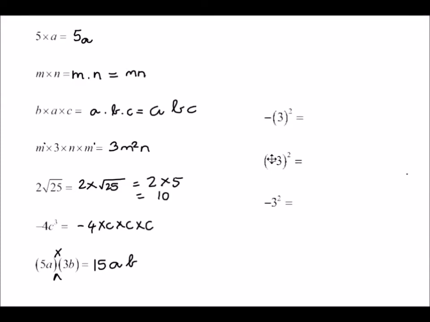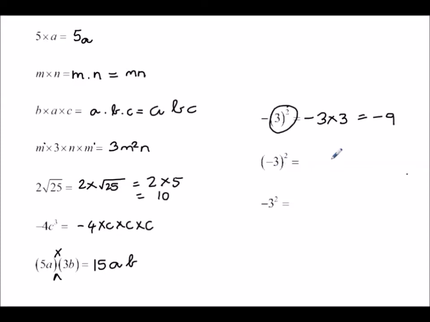Let's have a look at these. What this means is negative... I'm only squaring the 3. So it's negative 3 multiplied by 3, which will equal negative 9.